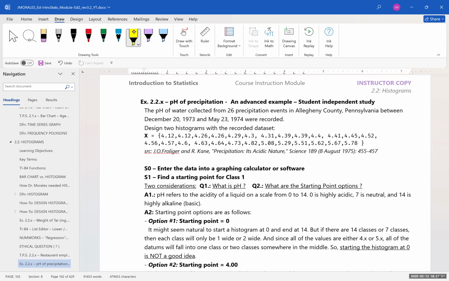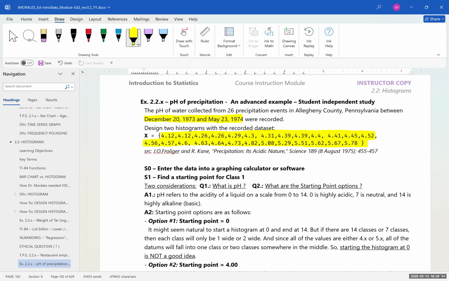So here we're talking about the pH of precipitation, or the acidity of rain. The pH of water collected from 26 precipitation events in Allegheny County, Pennsylvania, between December 20th, 1973 and May 23rd, 1974 were recorded. So design two histograms with the recorded data set. So here's our data set of acidity level found in rain in Pennsylvania between these two dates.